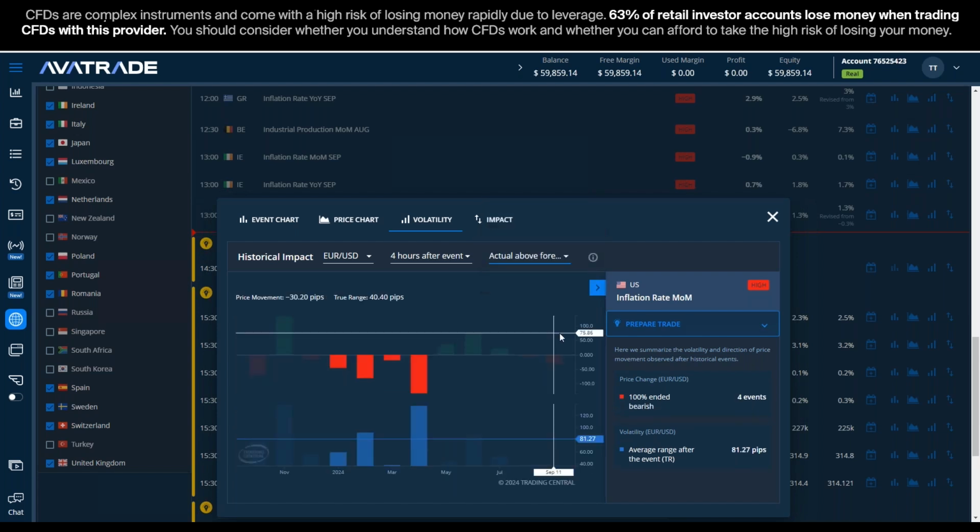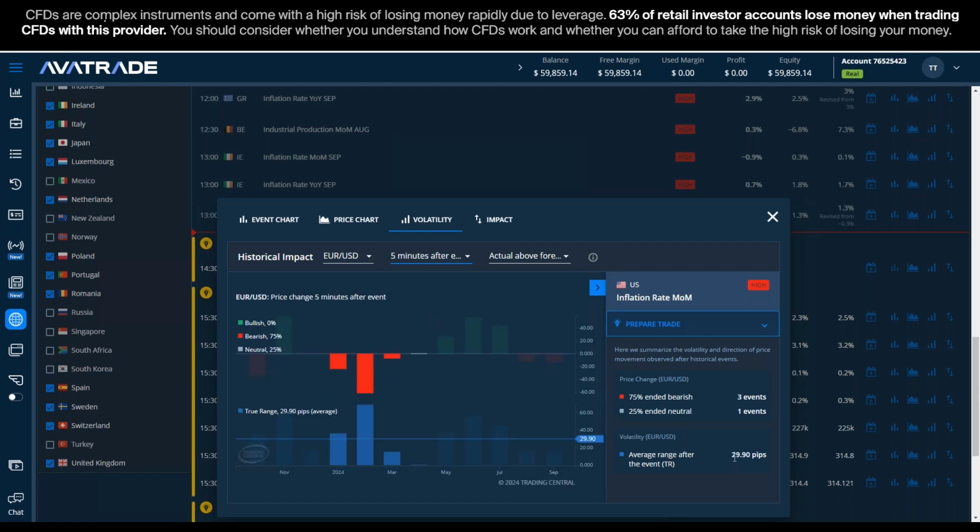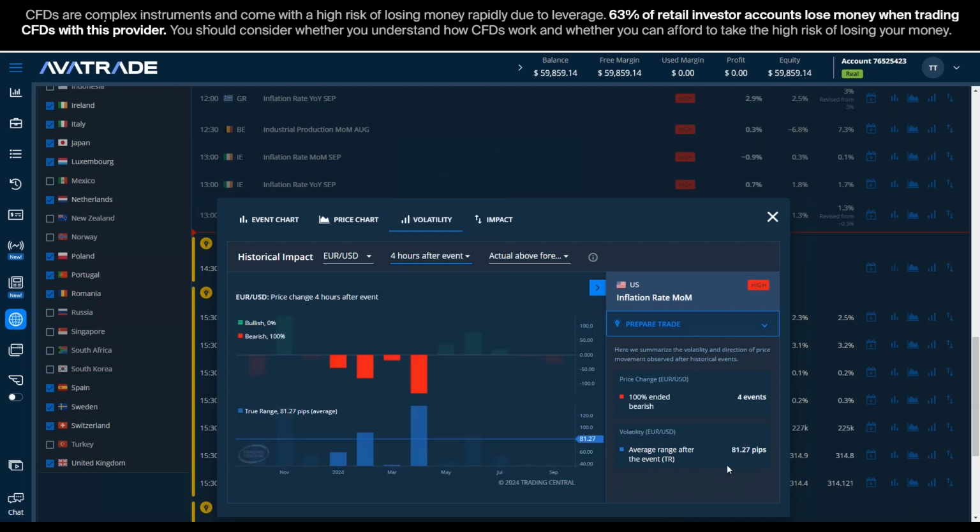If this was above forecast, after 4 hours, over 81 pip average range movement, 100% of the time, the USD strengthened and pulled the Euro down when it came in above forecast. And in the first 5 minutes, we're talking only about 30 pips range movement. So you still had time to get the trades off in the first 5 minutes, with most of the range movement not having occurred yet. And after 4 hours, over 81 pips average range movement.